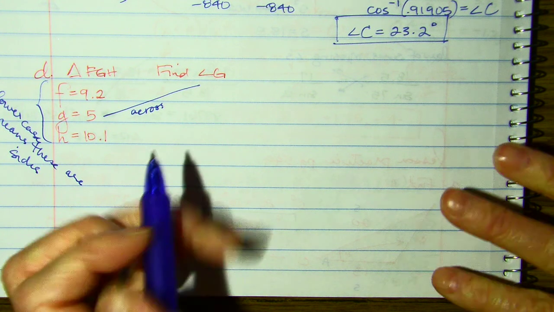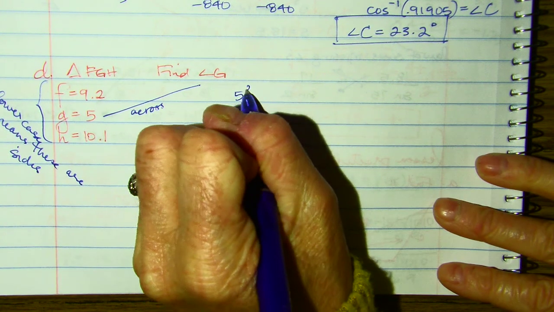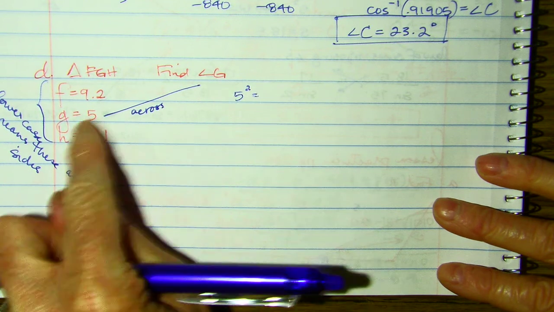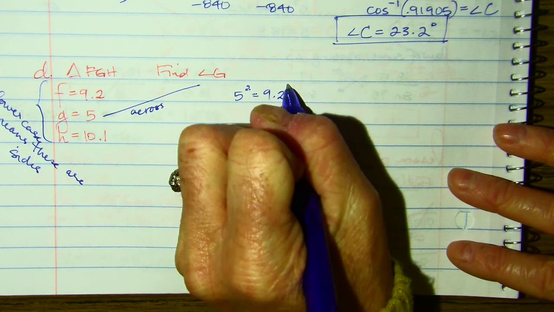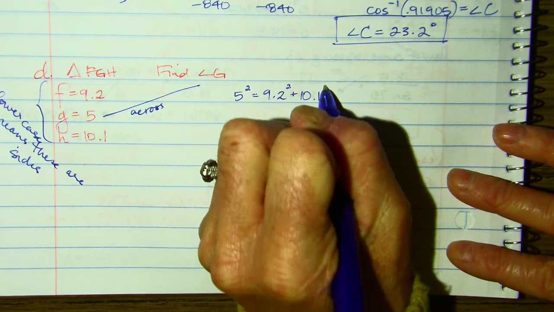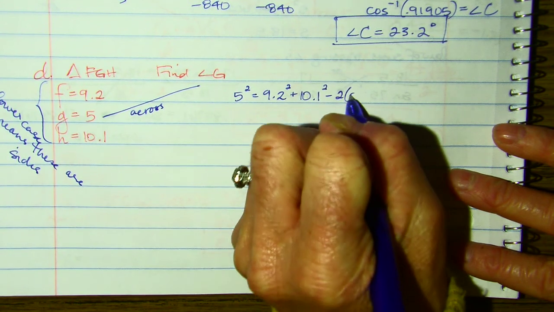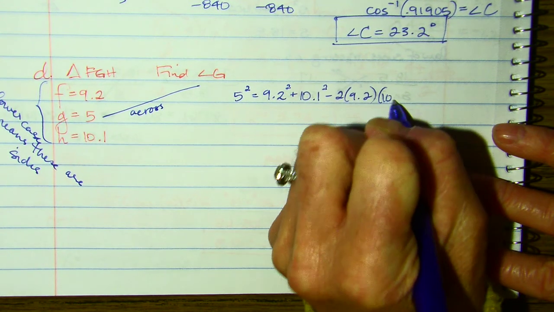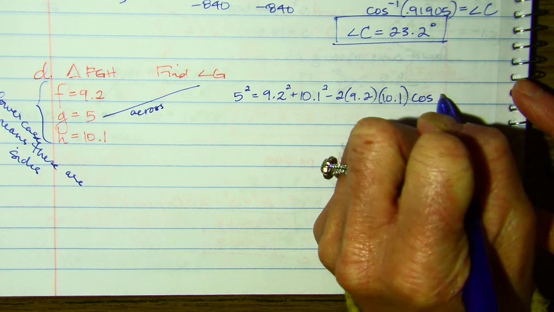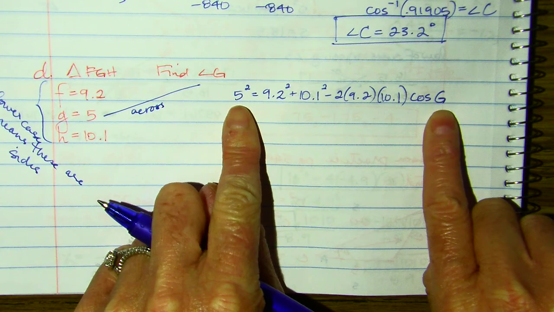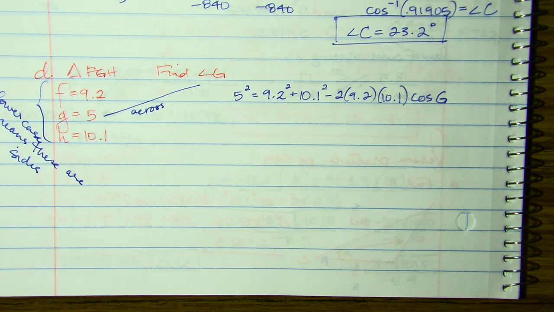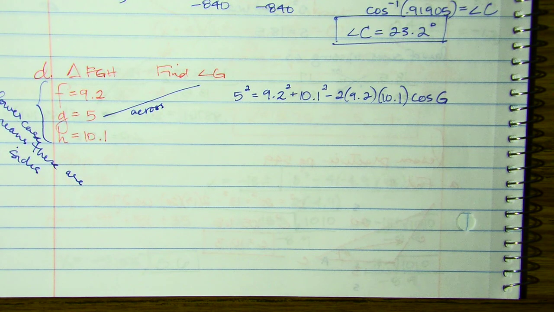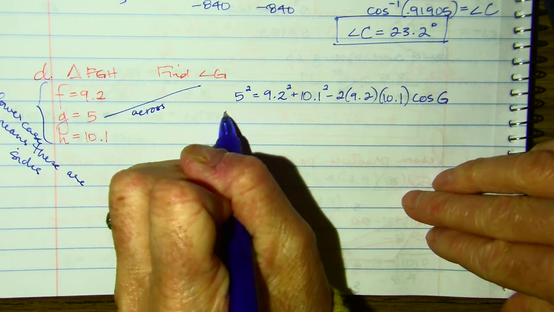And that's important in how I set this up. So we're going to set up 5 squared because they're opposite of each other. And then the other two sides squared, so 9.2 squared plus 10.1 squared minus 2 times the sides we just wrote down times the cosine of G. So this side over here should be opposite of this angle. And that's why it was important to identify that. So I'm going to enter the pieces we know.